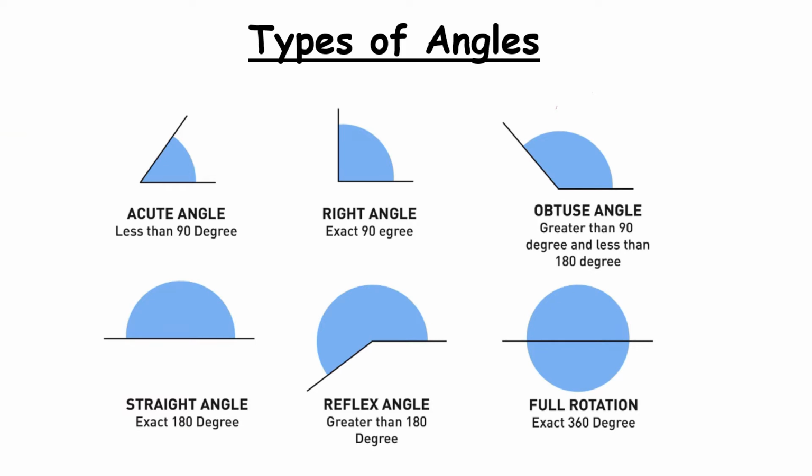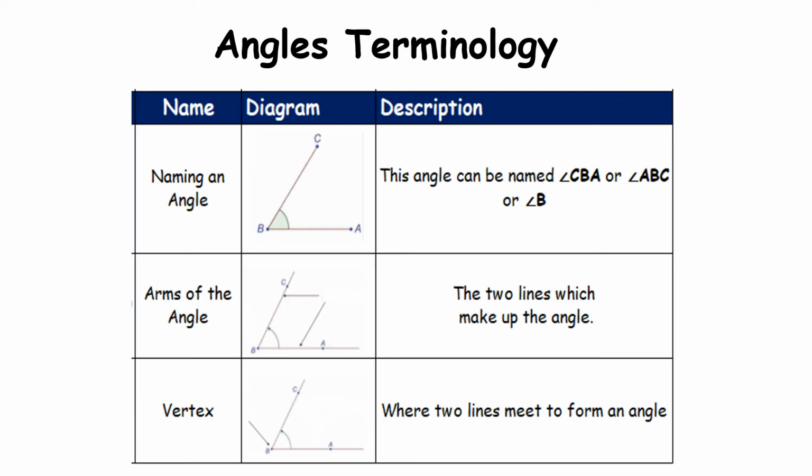So now let's talk about some angles. We have an acute angle, which is less than 90 degrees, a right angle, which is exactly 90 degrees, an obtuse angle, which is between 90 and 180 degrees, a straight angle, which is 180 degrees, a reflex angle, which is greater than 180 degrees, and a full rotation, which is 360 degrees.